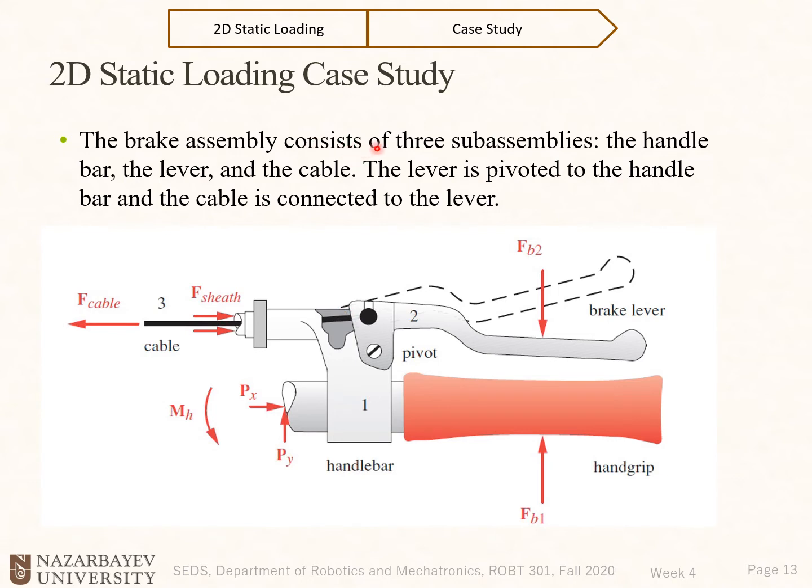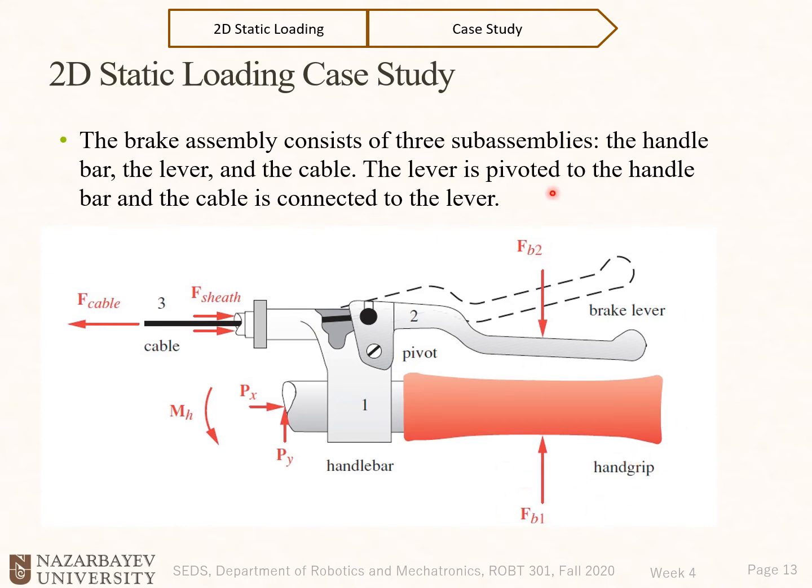Okay, here you could see the brake assembly. The brake assembly consists of three sub-assemblies: the handlebar, this one, the cable, and the lever. The lever is pivoted to the handlebar and the cable is connected to the lever. Okay, so the cable is connected to the lever. And here is the handlebar. So you see the forces applied.